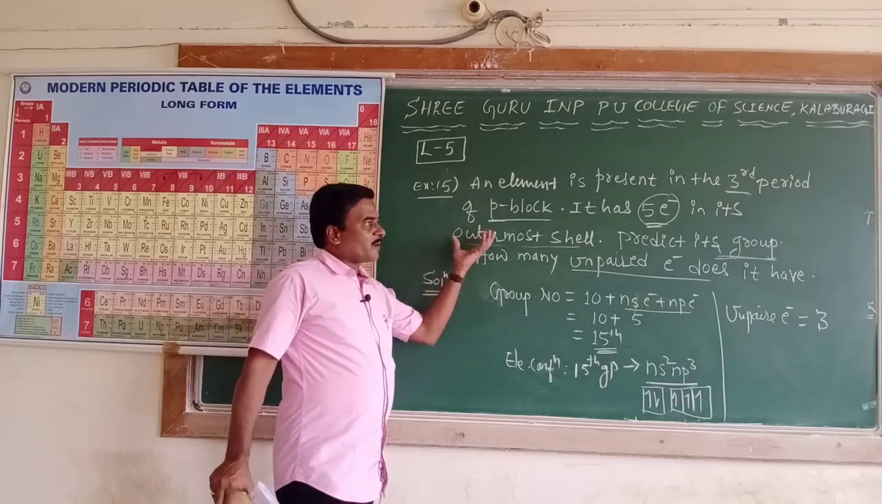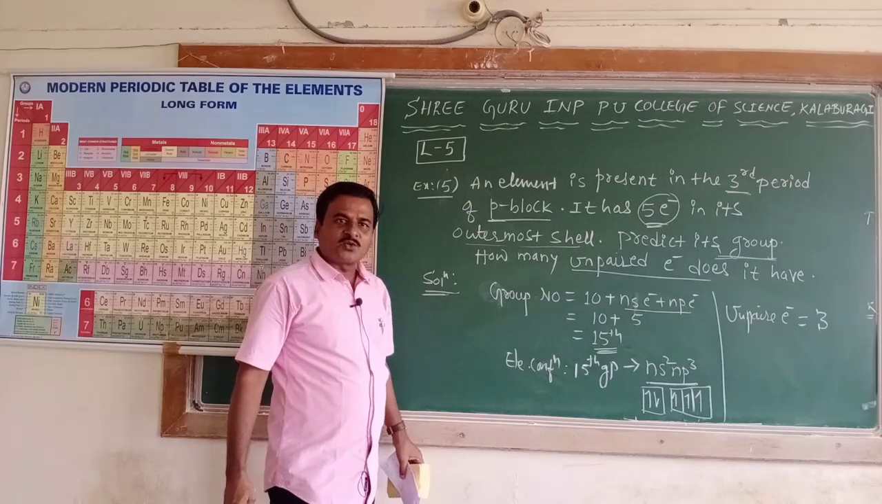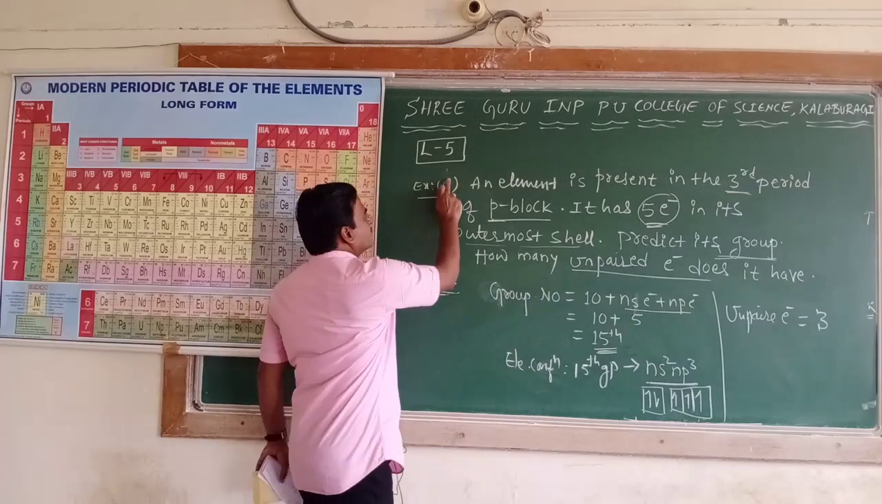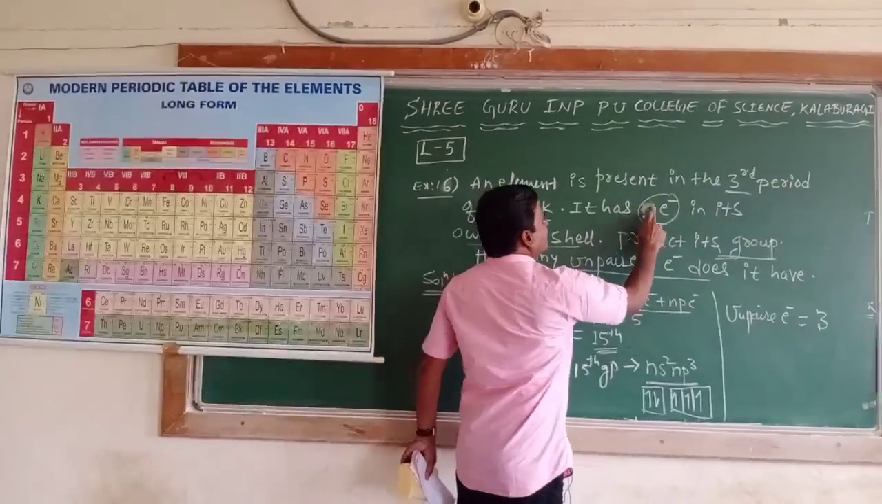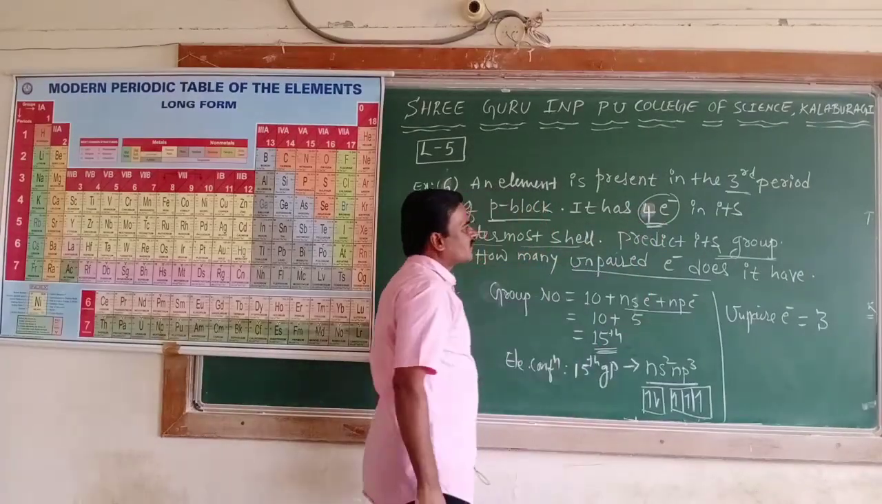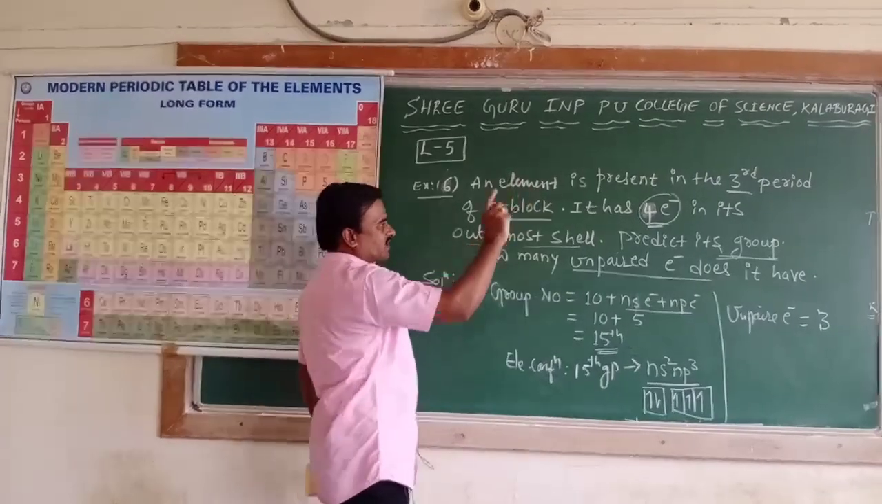Let's go to problem number 6 with a slight modification. What I do here is change 5 to 4 electrons. Example number 6: 5 replaced by 4 electrons. So it's a repetition of the same problem.